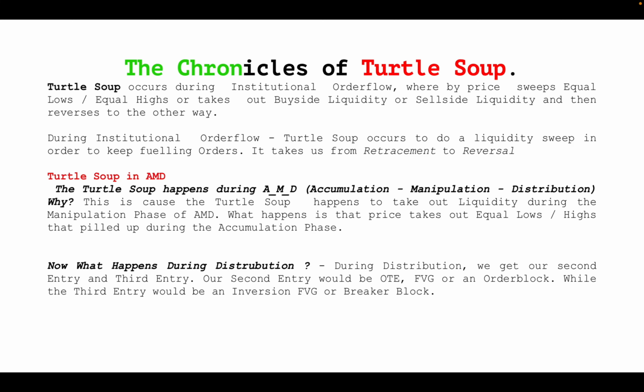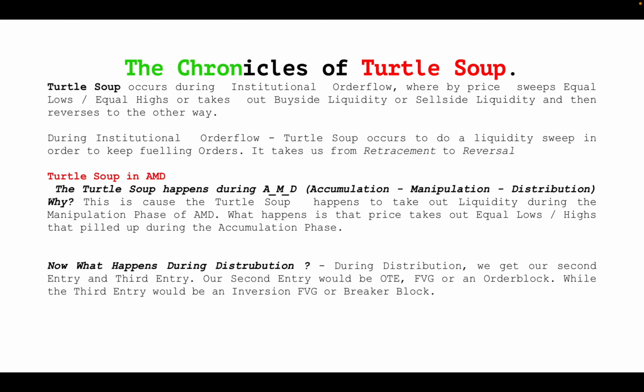But when it does this, it's going to do a reversal, and that reversal is what we count as turtle soup. Now, what happens during distribution? During distribution, we get our second and third entry. So turtle soup is usually an entry method. You can enter through turtle soup.